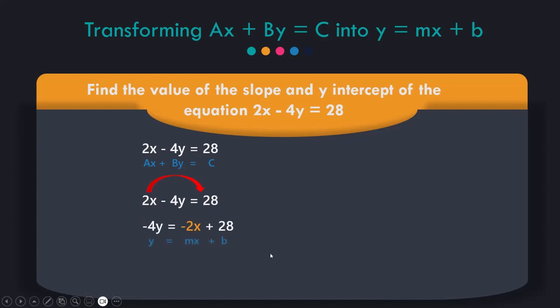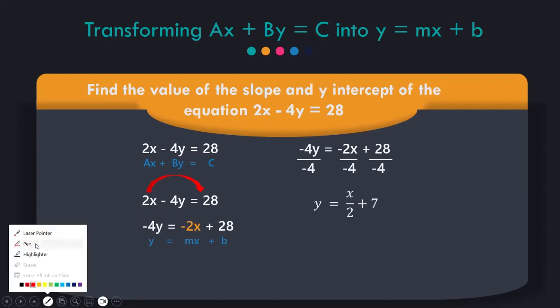This time, this is now in the form of y equals mx plus b. But still, we cannot get the value of the slope and y-intercept yet. Tama? Kasi meron pang numerical coefficient si y na negative 4. So what we are going to do is to divide both sides of the equation by the numerical coefficient of y, which is negative 4. So pag dinivide natin lahat sila, negative 4 divided by negative 4, that is y.